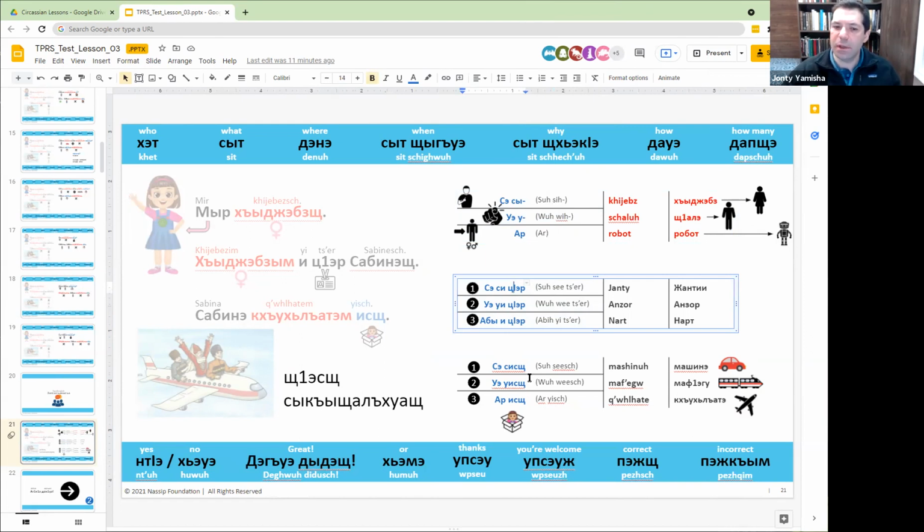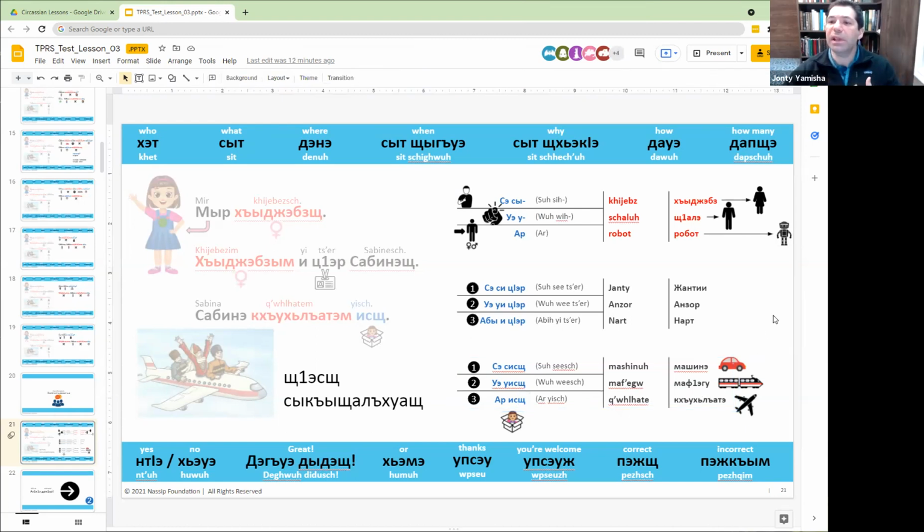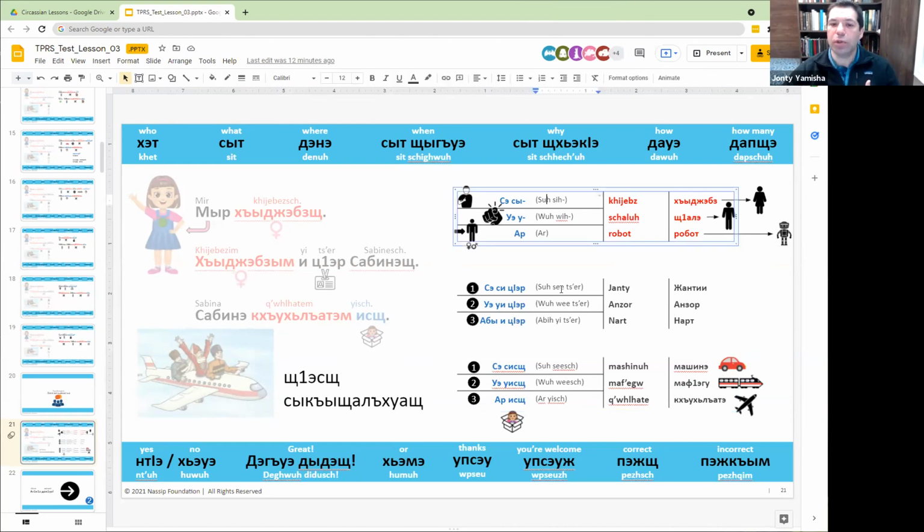Khajabzim yitzar sit. And then here, sa mashinam. And remember, the word is mashina, but if you're in it, you have to say mashinam. Okay, so sa mashinam sis, wa mafogam wis, Sabina kwachatim yis. So I'm just going through one by one, asking questions. So Yamiz, now please ask me one question, just to model the behavior.